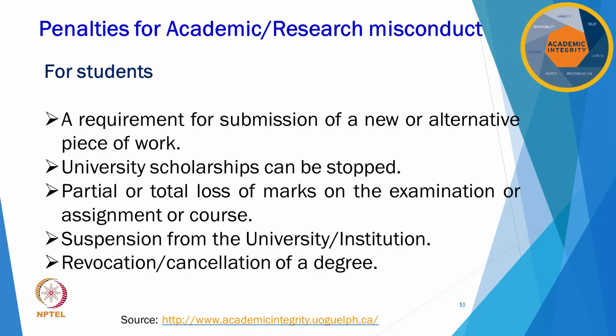If a student is found guilty of academic misconduct, then there may be penalties like a requirement for submission of a new or alternative piece of work. The university scholarship can be stopped, or there may be partial or total loss of marks on the examination, assignment or course in which the offense occurred, suspension from the university or institution, or a recommendation for revocation or cancellation of the degree. So this is how these penalties can apply if a student is found guilty of academic misconduct.